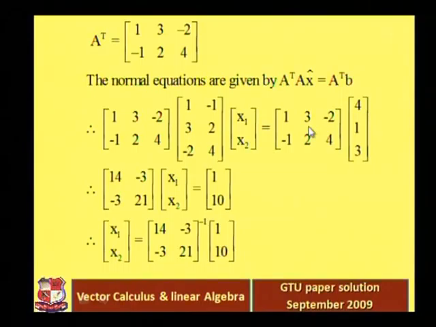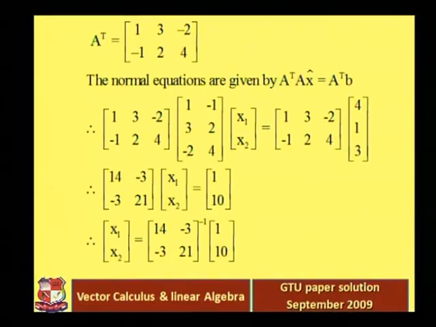So definitely, 1 into 4 is 4, plus 3 into 1 is 3, so 4 plus 3 is 7, minus 6, that is 1. Then minus 4 plus 2 minus 2 plus 12, that is 10, so 1 and 10. So x1 x2 is equal to the inverse of 14 minus 3, minus 3 21, times 1 10.